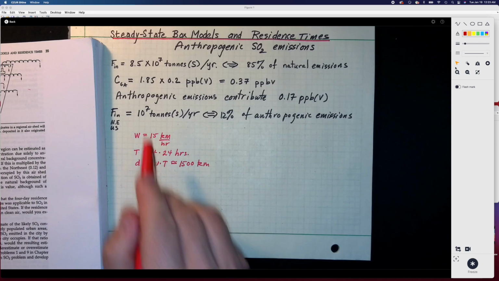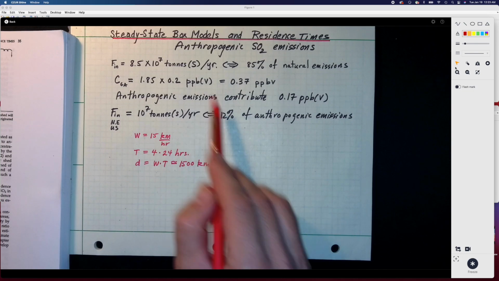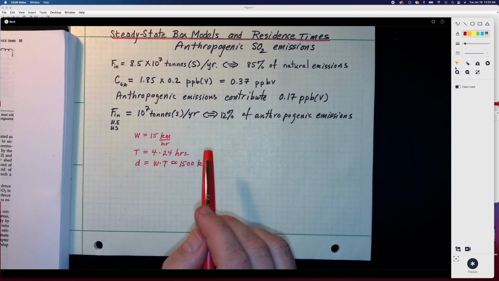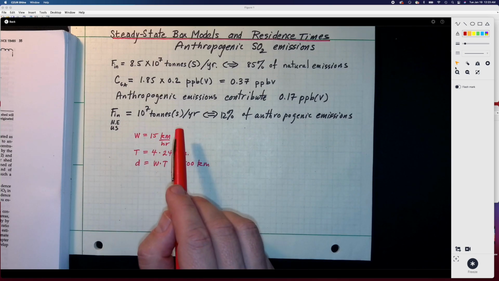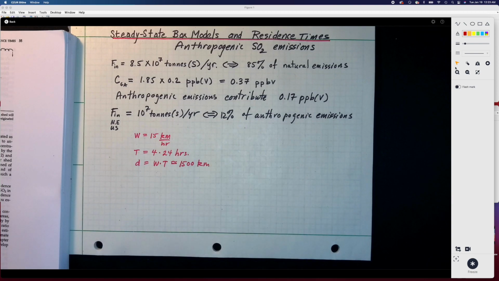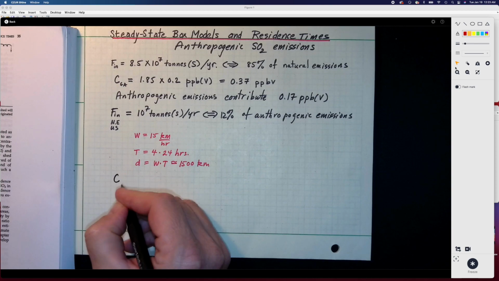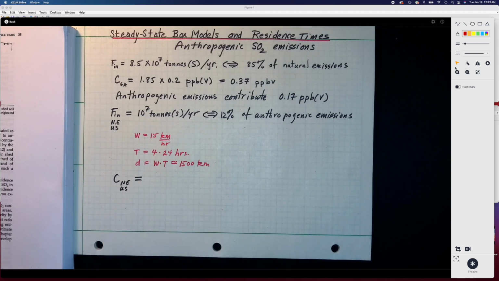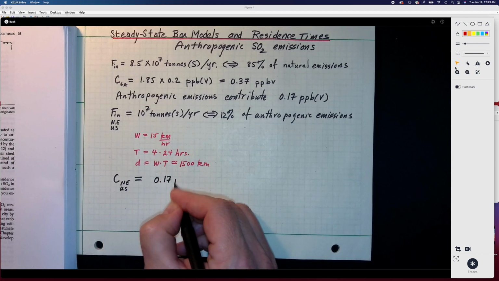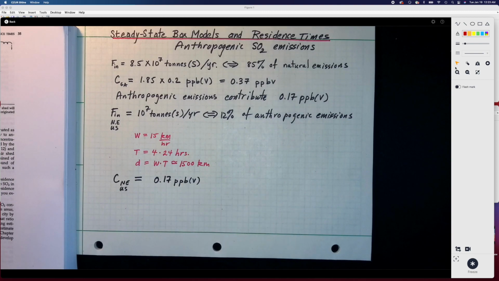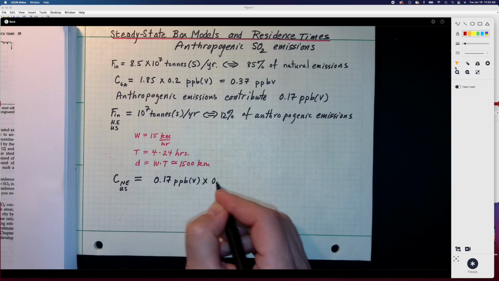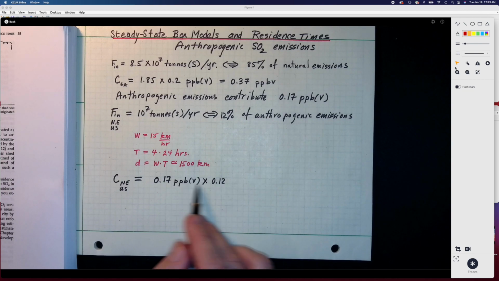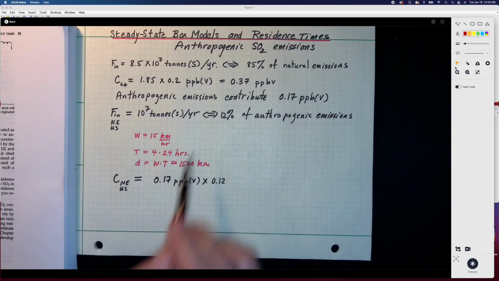And so that means that these emissions, which are 12% of the global, are going to be concentrated in a smaller volume of air. And so we should scale up our concentration by the smaller volume. So this is how we'll do it. It's going to be 0.17 ppb, and then we scale it down by 12%, or 0.12, because not all the global emissions, only 12%, are in the northeast US.